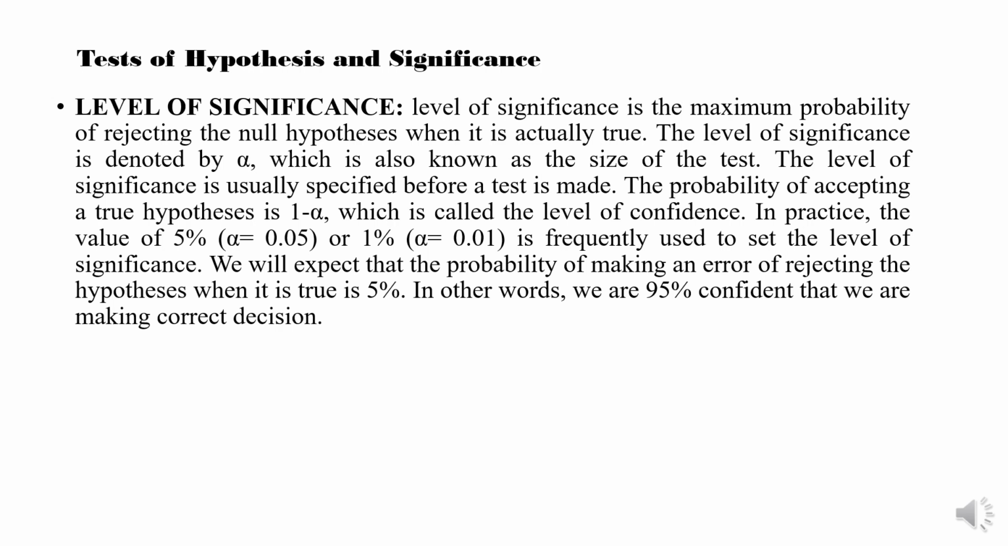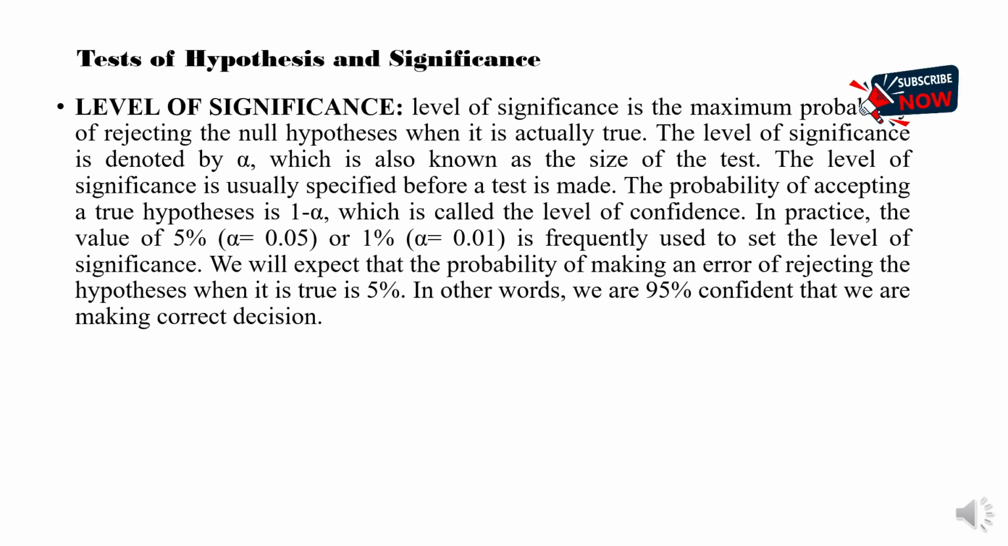Today we will discuss some other points, like the level of significance. So, what is level of significance? Level of significance is the maximum probability of rejecting the null hypothesis when it is actually true. The level of significance is denoted by alpha, as we already discussed in the previous class, which is also known as the size of the test.